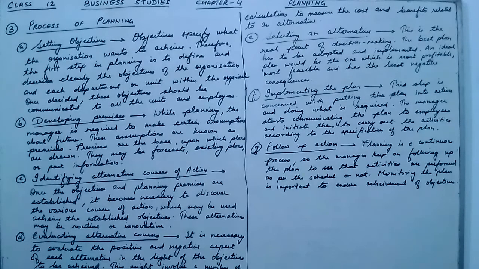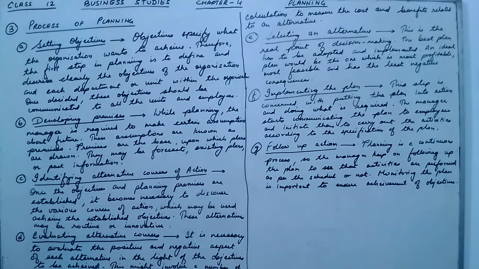They may be forecast, existing plans, or past informations. So, planning is deciding about the future, and then after deciding about the future, certain assumptions are made about the future. That assumption is called the premises.